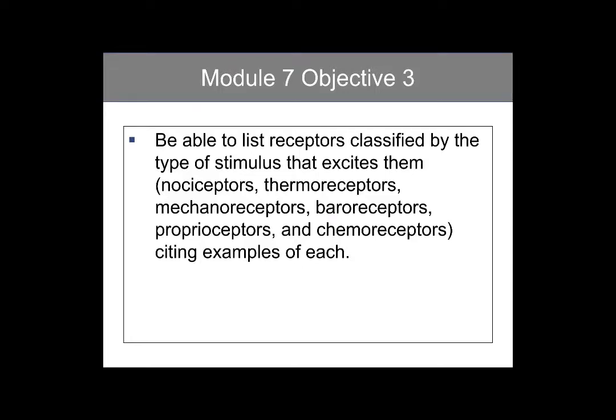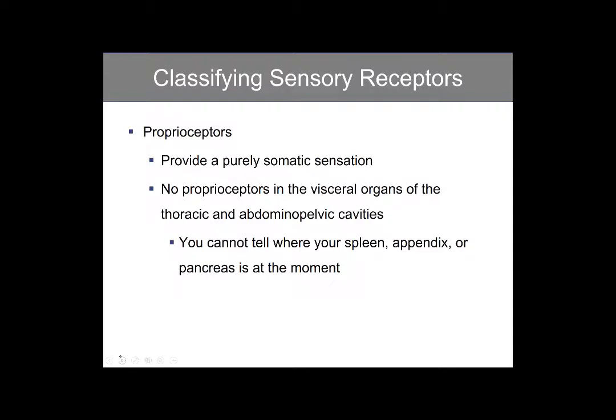Module 7, Objective 3: be able to list receptors classified by the type of stimulus that excites them. Proprioception is a medical term that describes the ability to sense the orientation of the body within the environment.